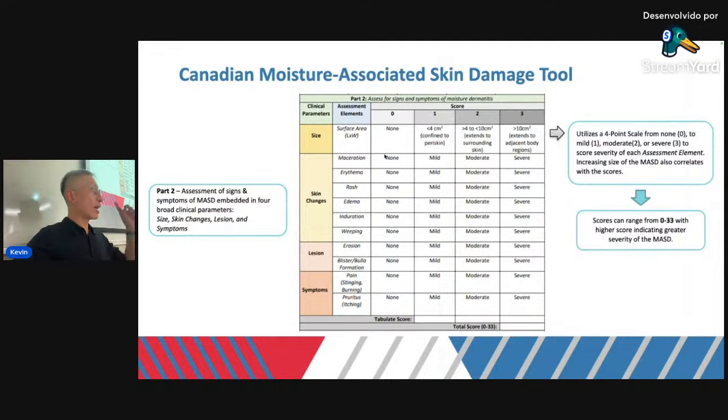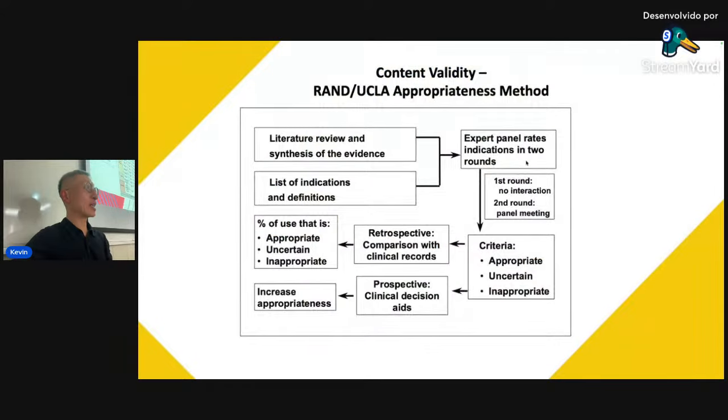You can see that along each parameter, we can rate the severity, whether maceration is 0 for none, 1 for mild, 2 moderate, or 3 severe. Then at the end, you can come up with a composite score to indicate how severe the MASD is and convey that to other people.